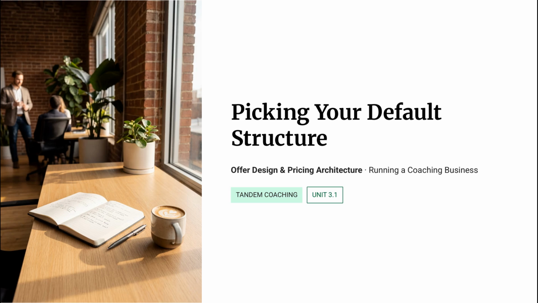The most expensive mistake in offer design isn't choosing the wrong price, it's choosing the wrong structure. You can always raise a price. Rebuilding your entire client relationship model 12 months in costs you more than money.